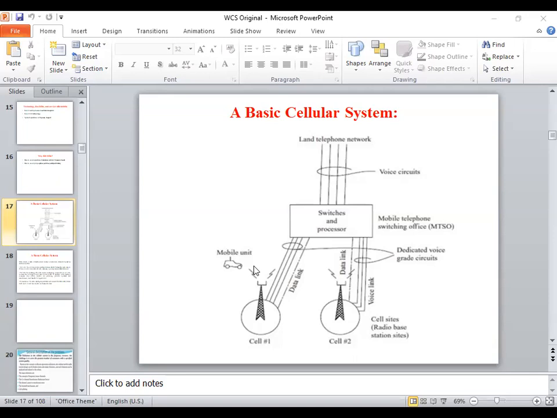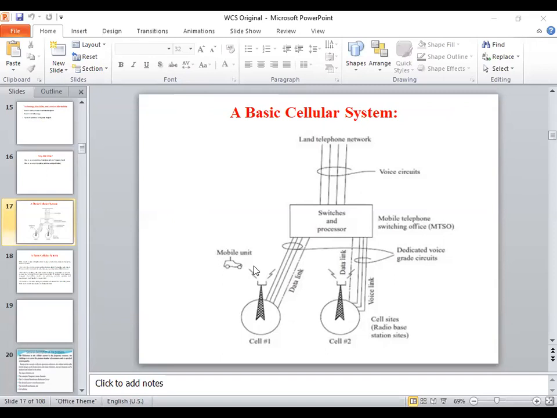This diagram shows the connections that link the three subsystems. Now I will explain part by part the function of the mobile unit, cell site, and MTSO. First is the mobile unit. A mobile telephone unit contains a control unit, a transceiver, and an antenna system. Your mobile telephone has the control unit, a transceiver, which means you can transmit or receive, and an antenna system.